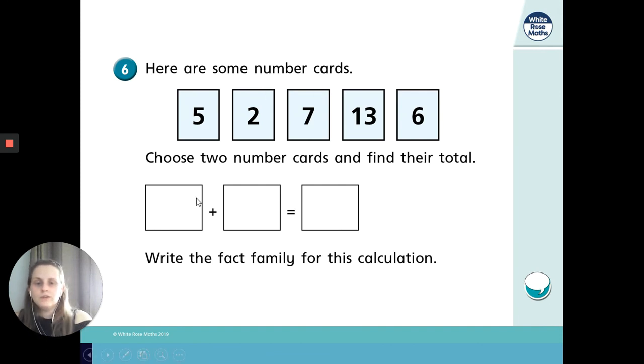So choose 2 of these cards, put 1 in here, and then work out your answer. Once you've worked out your answer, write down all the different calculations in that fact family. Again, this should take you a little while because there's lots and lots of calculations to do here. Okay, pause it now so you can have a go before we look at the answer.